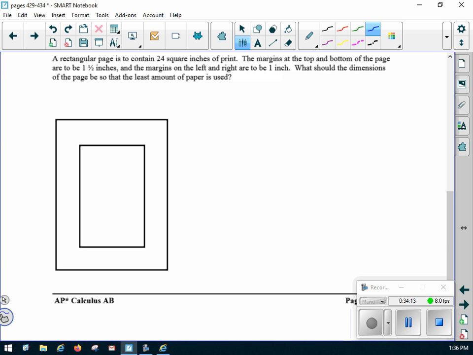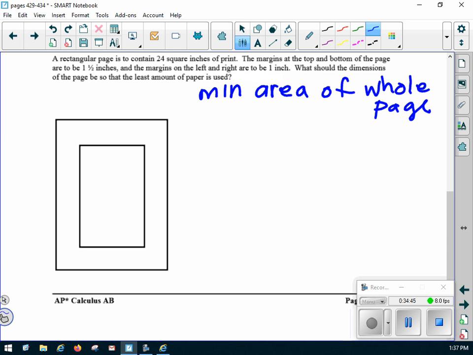What am I trying to optimize? Read the whole thing. Read the last sentence. What should the dimensions of the page be? So I'm looking for a parameter. I'm trying to minimize area. So I'm trying to minimize the area of the page. And I'm going to write this, the whole page. That's what I'm trying to minimize.